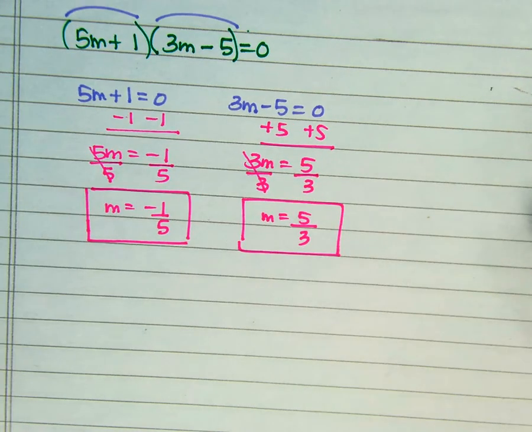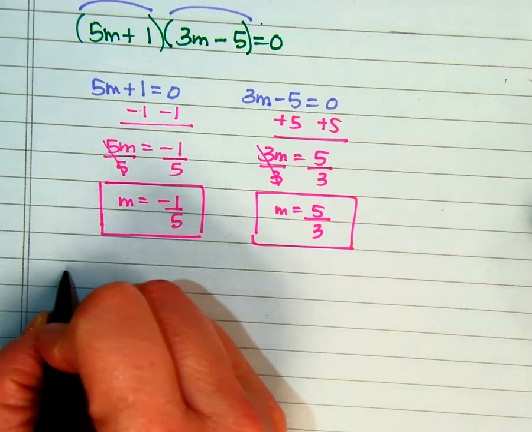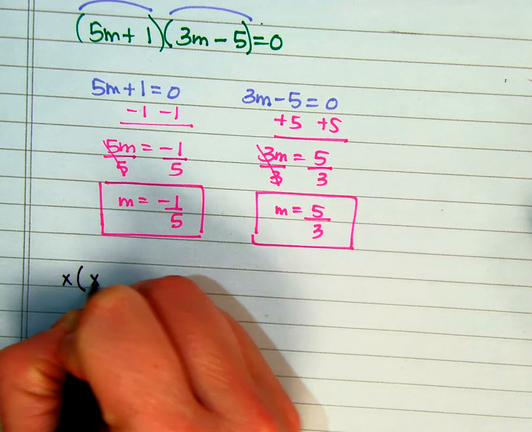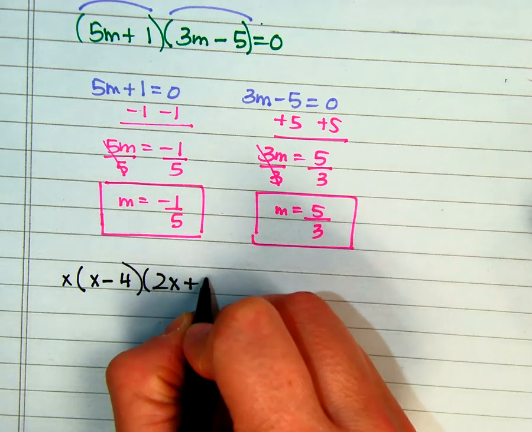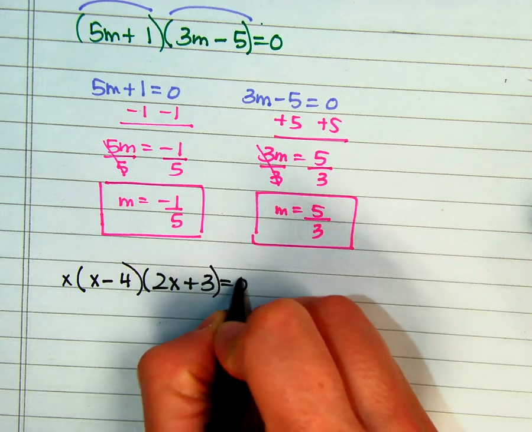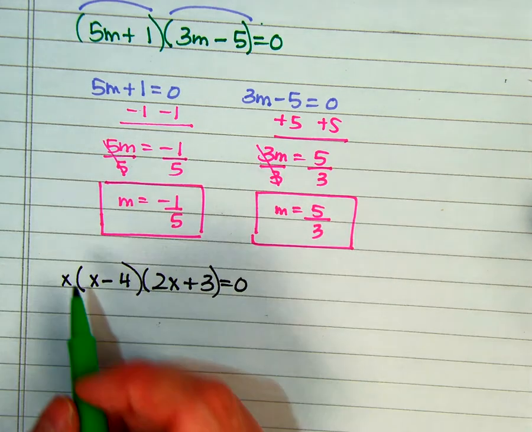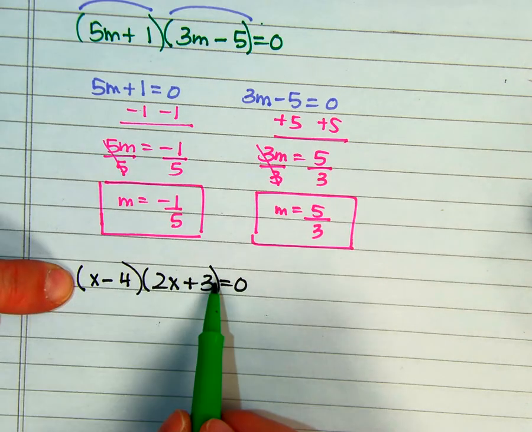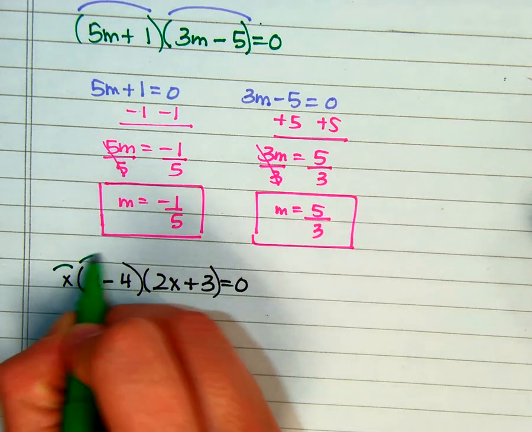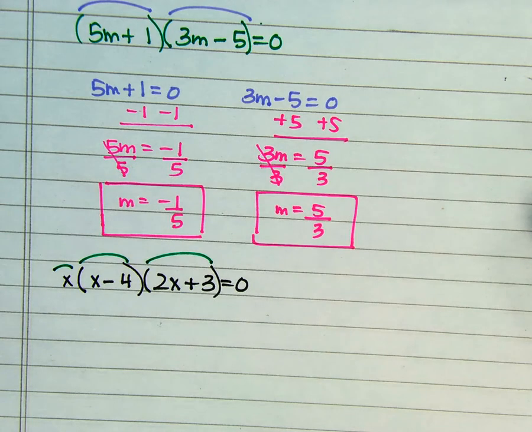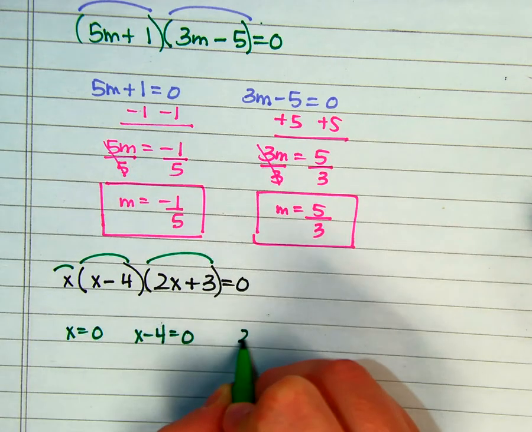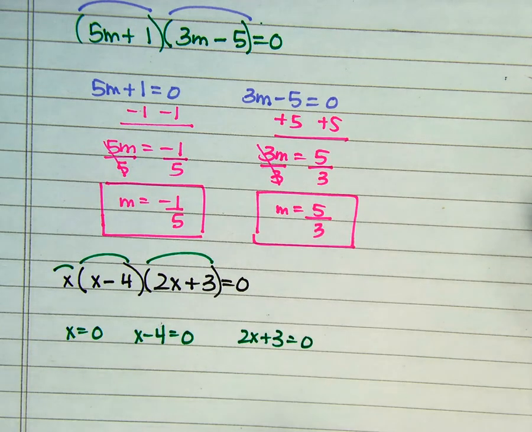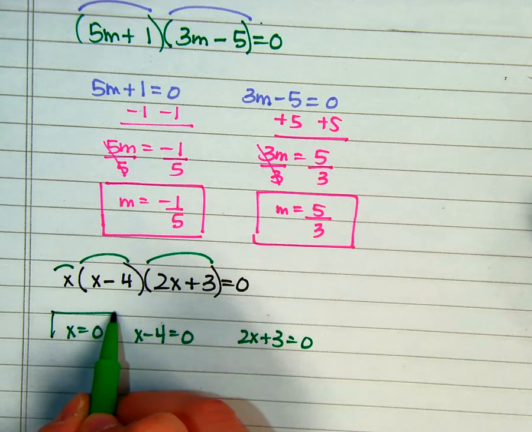Last one I want to cover is what are you going to do if you have a variable in front of the parentheses. Well, that just means that we don't just have two terms or two factors. We have 1, 2, 3 factors. So we are going to set each factor equal to 0 and solve. X equals 0. This is already done for us.